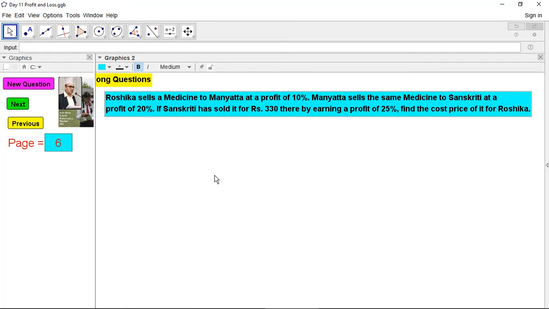Roshika sells a medicine to Manyata at a profit of 10% and sells the same medicine to Sanskriti at a profit of 20%. If Sanskriti had sold it for rupees 330, thereby earning a profit of 25%, find the cost price of it for Roshika.